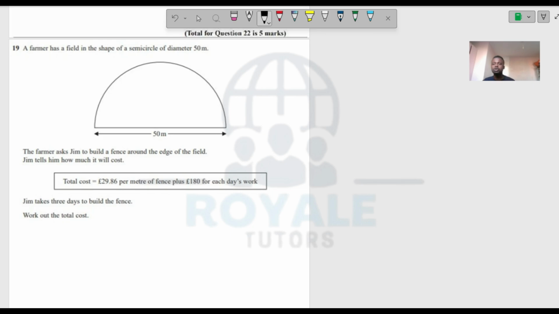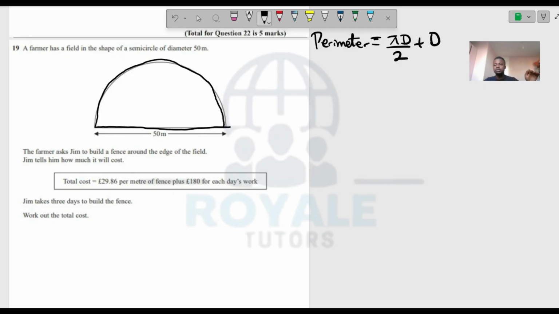So let's see. The first thing is for us to find the perimeter of the shape. So how long should the fence be? That's the perimeter of the shape. The perimeter of the shape includes this curved part, which is actually the circumference of a semicircle, as well as this diameter. Normally the formula for the circumference of a circle is pi d. Now that we have a semicircle, it's going to be pi d over 2. That's for the curved side. Then you also add the diameter with it to make it a complete perimeter. So you have pi 50 over 2 plus 50.